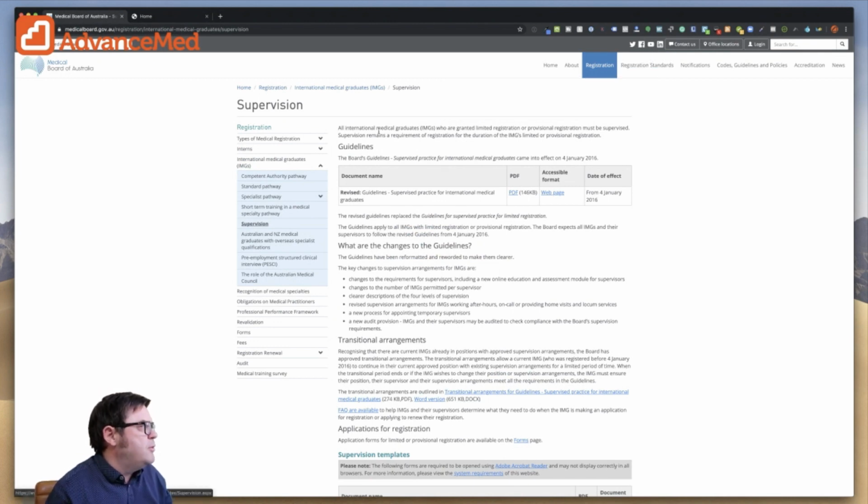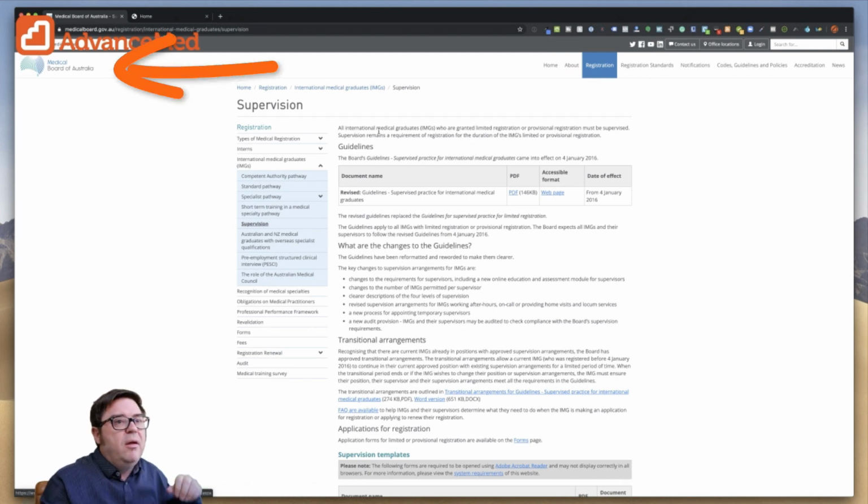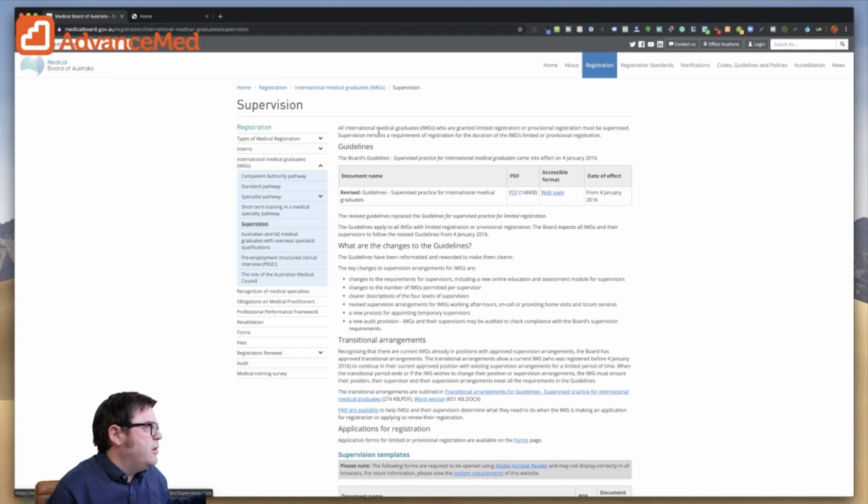So firstly, they provided a handy link there in the email about the requirements for supervision. So let's just have a quick look through here. So this is the Medical Board of Australia website, which is under the Australian Health Practitioners Regulation Agency. There's a lot of information on this site, a lot of information about various types of registration requirements. You'll see here there's a subheading under registration for international medical graduates with a lot of information there as well. And here's the guide for supervision.